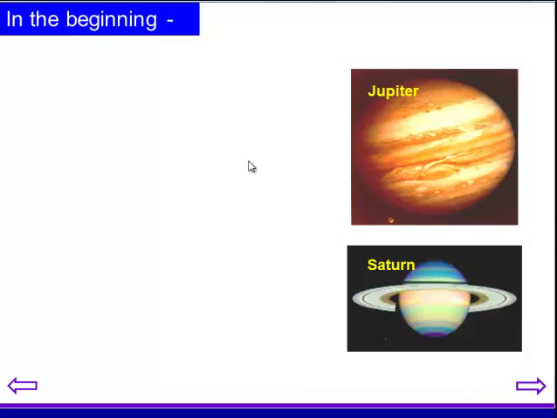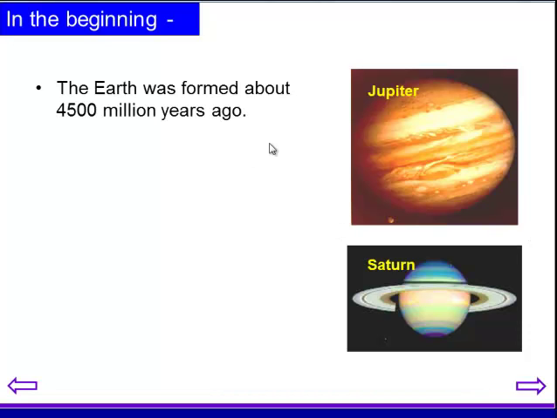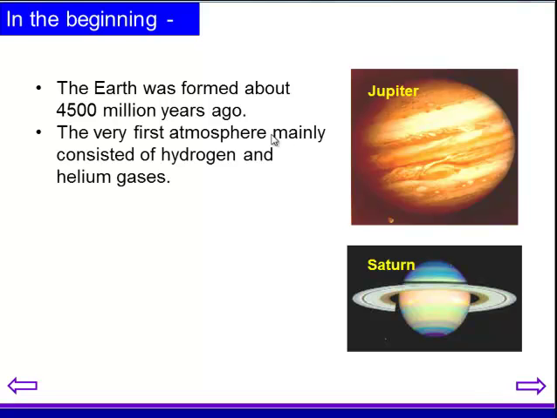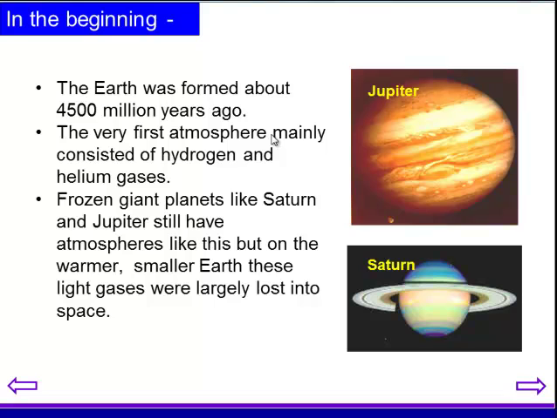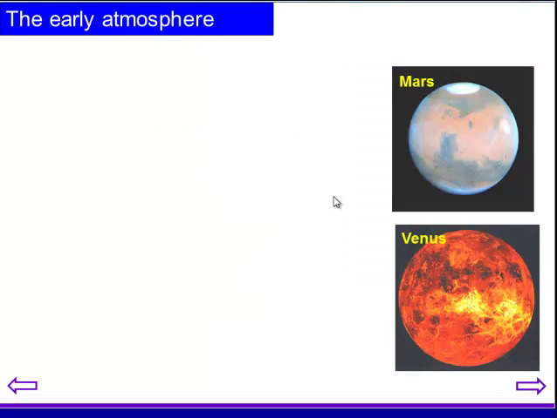In the beginning, about 4,500 million years ago, Earth was formed. And when Earth was first formed, it had mainly hydrogen and helium gases in its atmosphere. This is a lot like the atmospheres of Saturn and Jupiter, but Earth was smaller and actually tended to lose a lot of these gases into space at quite an early stage.